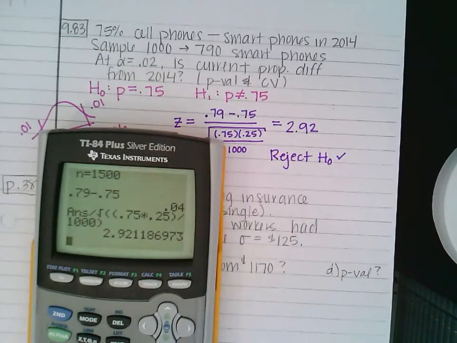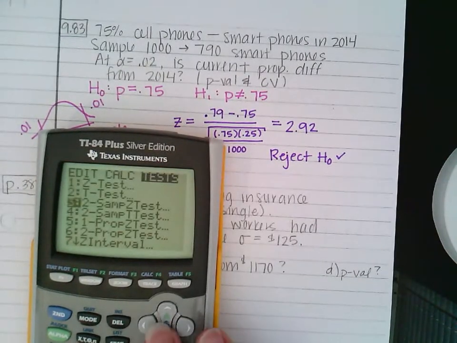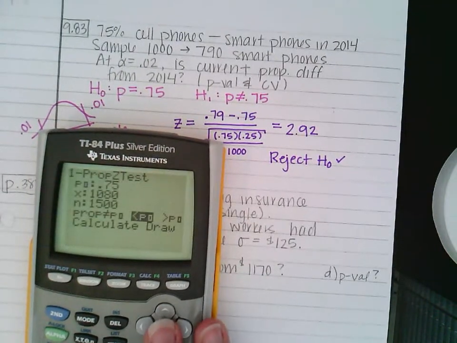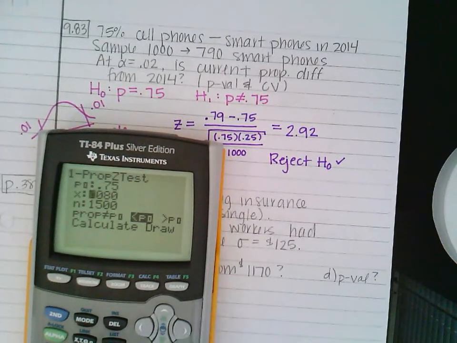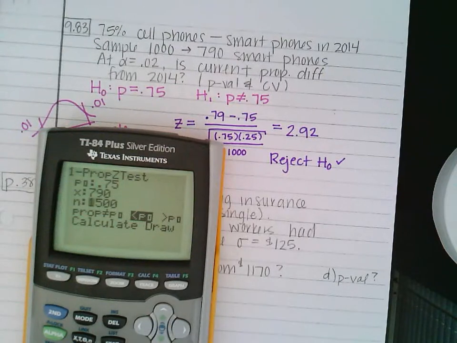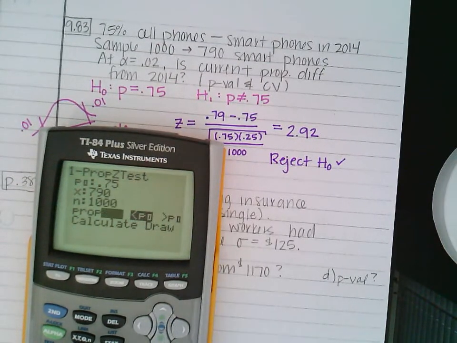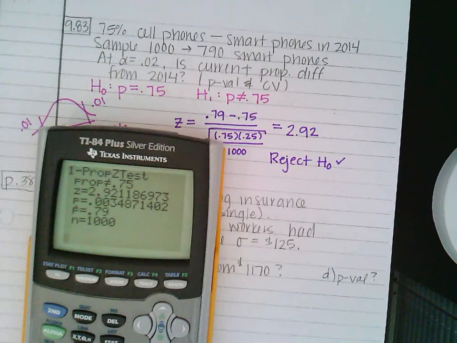You could also look at running a one proportion test here. So 0.75, still 790 out of 1,000, and we're doing the not equal to test. It will give you your p-value here, and you can check to make sure your Z is correct, which our Z was definitely correct.